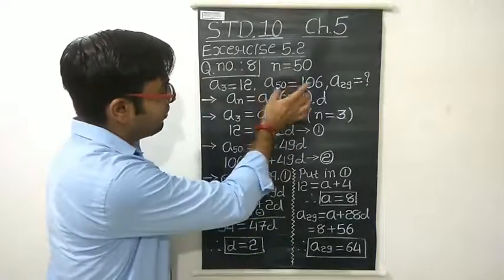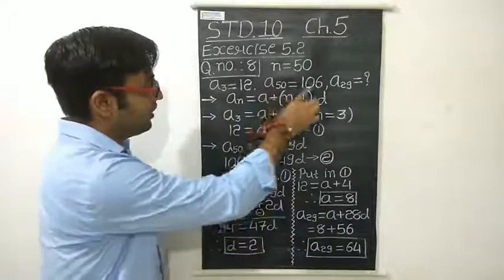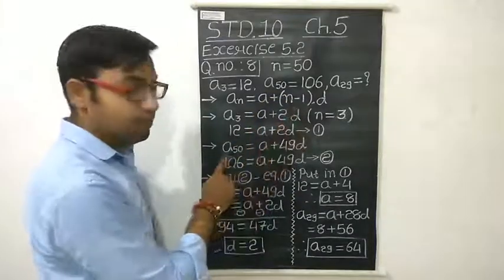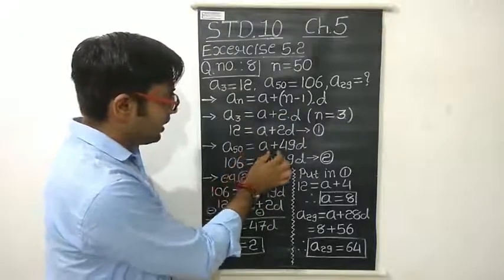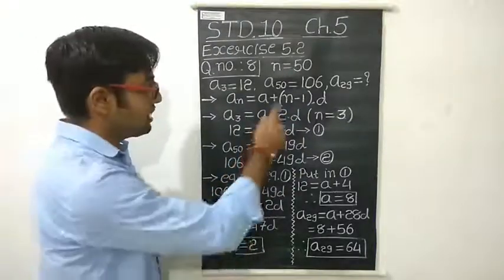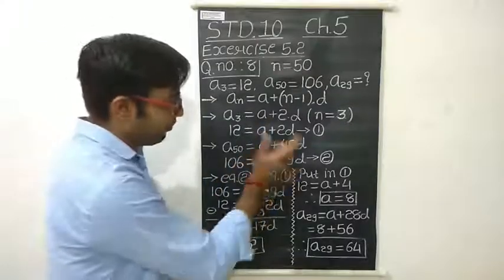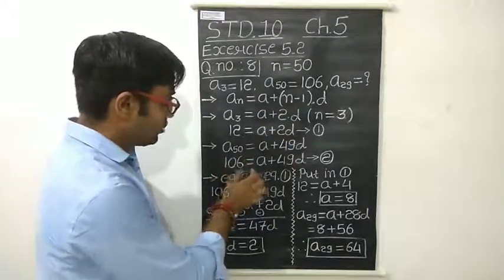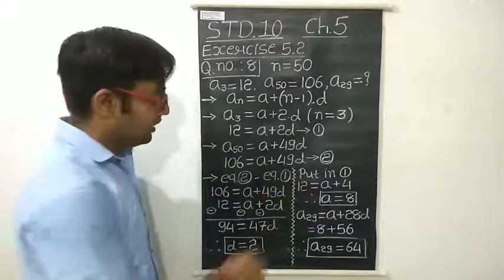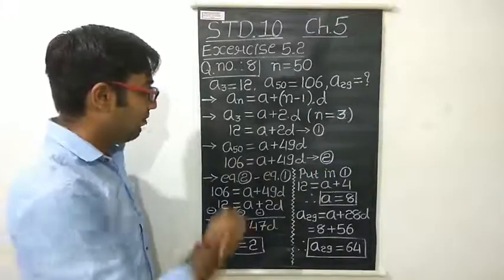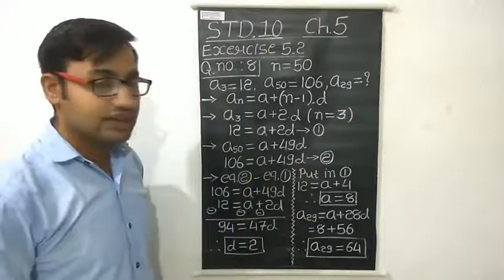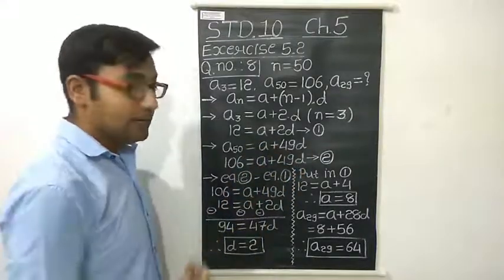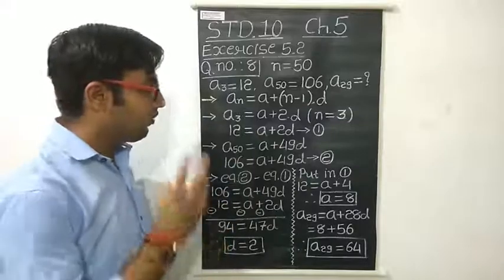Now the 50th term is also given, a50 is 106. Apply the formula for the 50th term: a50 is equal to a plus 49d, because n minus 1 is 50 minus 1, which is 49. Put the value of a50, 106 equals a plus 49d. Call this equation number 2. Now we have two equations, and notice that there are two variables, a and d, and both are linear. So this becomes a pair of linear equations.